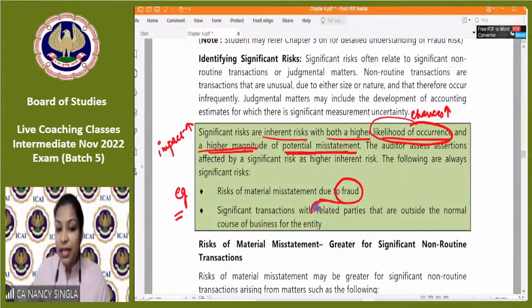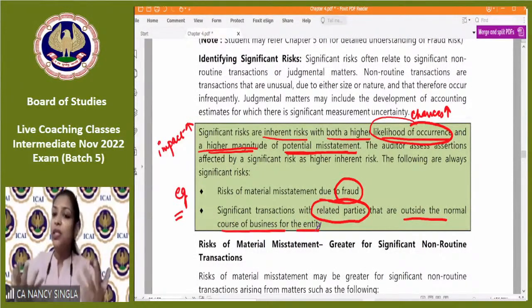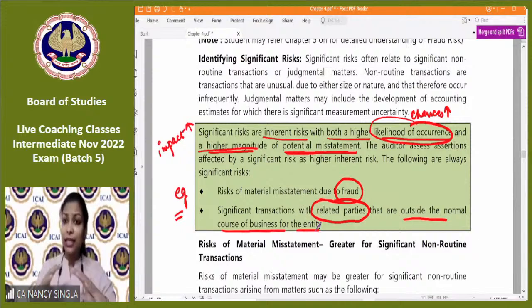Then the significant transactions with related parties that are outside the normal course of business for the entity. So as such, any transaction with the related party, you cannot say that it is risky. It will always be risky. No.